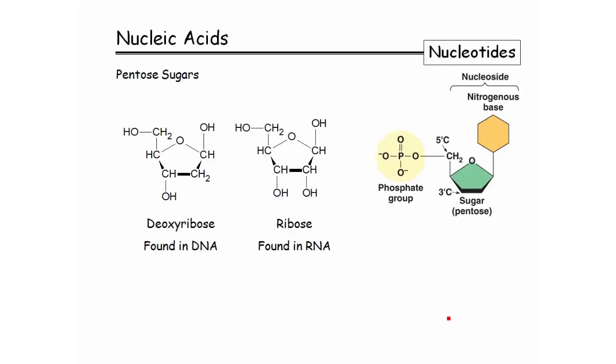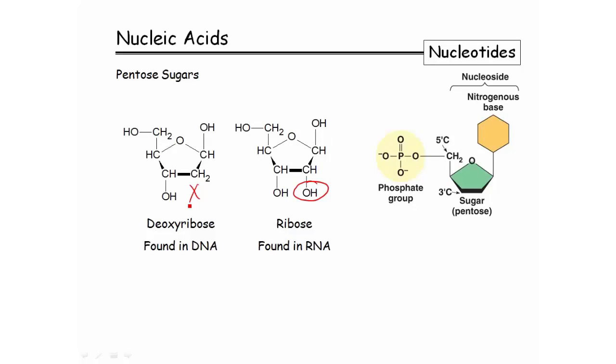We look at the sugars. All nucleotides will have a pentose sugar. The 2 possibilities for the sugar are very, very similar to each other. In RNA, we have what's called ribose, and in DNA, we have deoxyribose. And the only difference between the 2 is the presence of this hydroxyl group in the ribose and the absence of it over here in the deoxyribose.